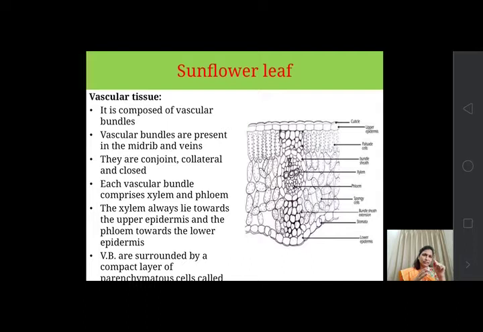These tissues, that is the xylem and the phloem, are surrounded by a single layer of parenchymatous cells. This single layer of parenchymatous cells, which covers the whole vascular tissue, acts like a sheath. It is present around the vascular bundle, hence it is known as the vascular bundle sheath, or simply the bundle sheath. Okay.